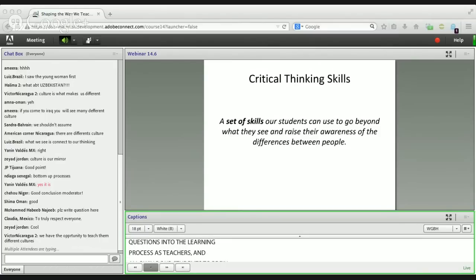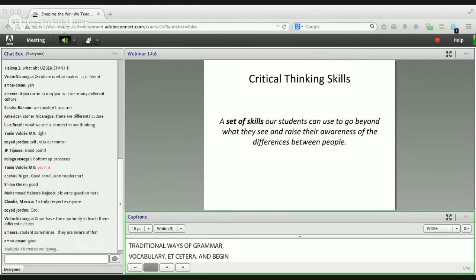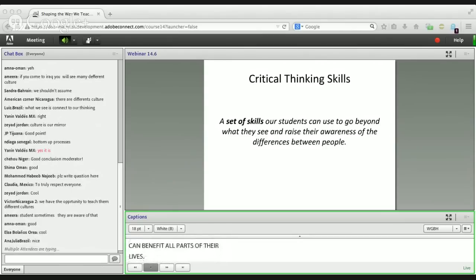As teachers, we definitely have students in our classrooms that just want to gather the information to pass the test. They just want to learn the grammar point. But we need to get them to start critically thinking about the traditional ways of grammar, vocabulary, etc., and begin to assess themselves. Because it's a transferable skill that can benefit all parts of their life. Exactly, and it's a lot of fun in the classroom too. And the way we move our students from gathering information to assessing information and finally evaluating it is absolutely key. We have to be leaders in the classroom to lead them through this process.